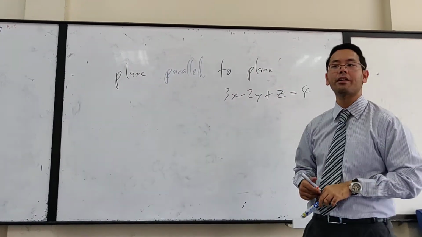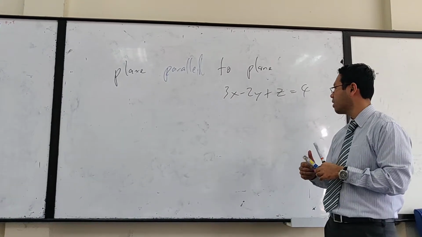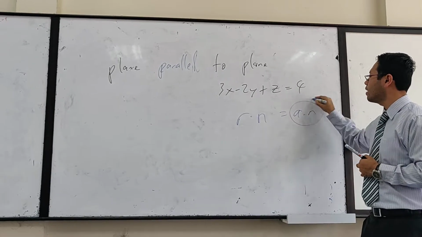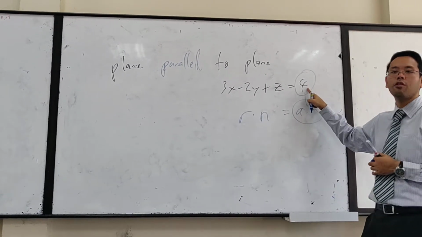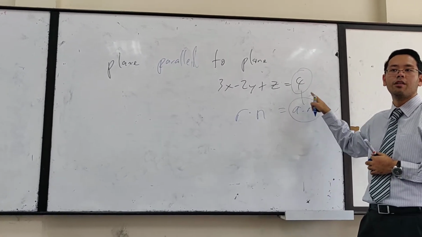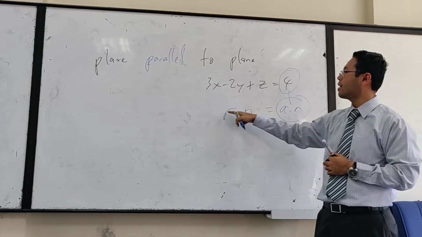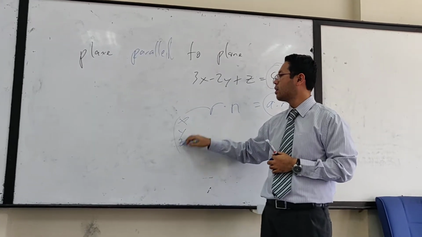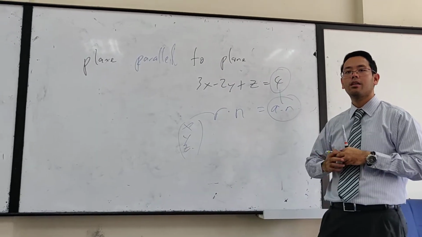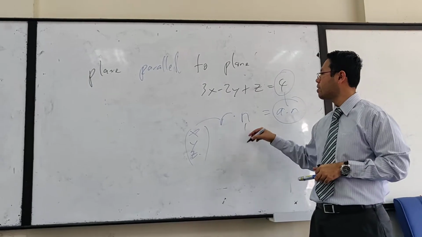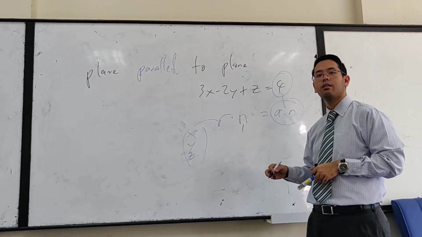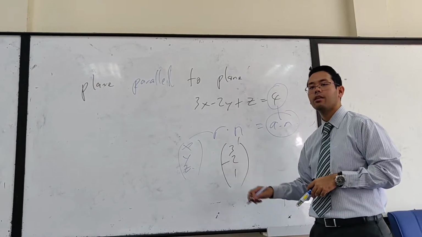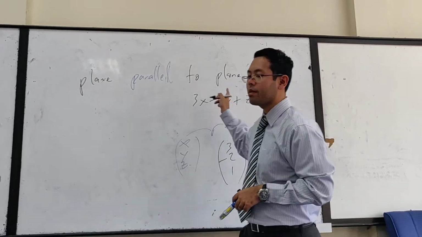What's the formula for a plane? R dot n equals A dot n. A dot n is this 4. Is this 4 the normal? No, this is A dot n. What is R? R is x, y, z. So what is n? n is the normal. Can I find the normal over here? 3, negative 2, 1. So the normal for that plane?